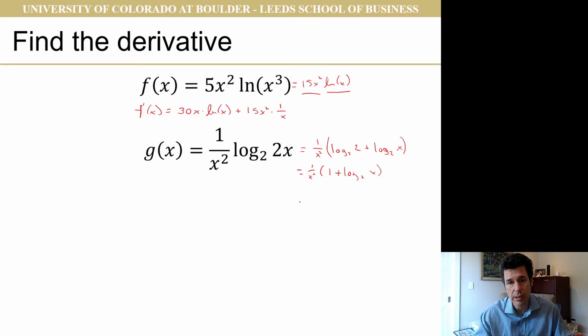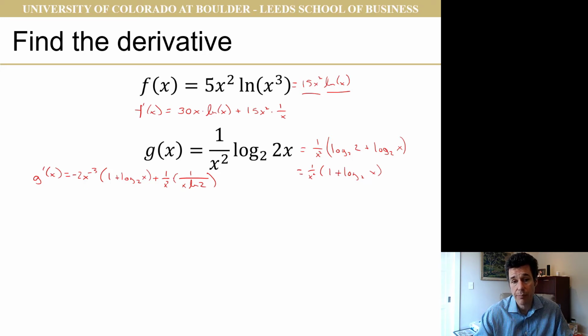We take our derivative, g prime of x: the derivative of the first function, negative 2x to the minus 3, times the second, 1 plus log base 2 of x, plus the first function, 1 over x squared, times the derivative of the second function. We learned this last time, 1 over x ln 2. We might be able to simplify a little bit. We don't need to simplify.